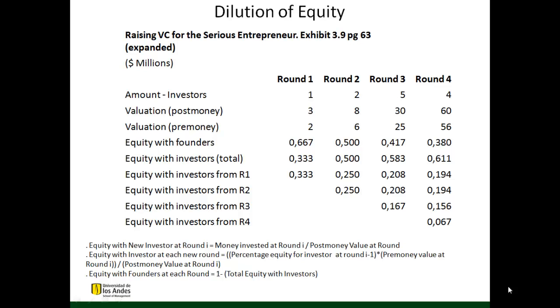in this table. What I've done here is give more detail to a table that is in the Berkeley book. And let's go through it. So this table is an extended version of the table that appears in Exhibit 3.9, page 63 of the Berkeley book. I've chosen to do the extended version because I think it's more clear.